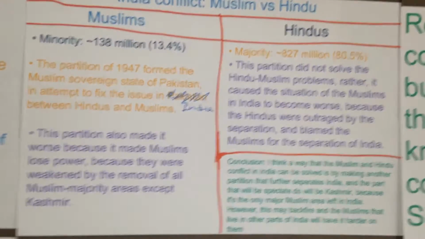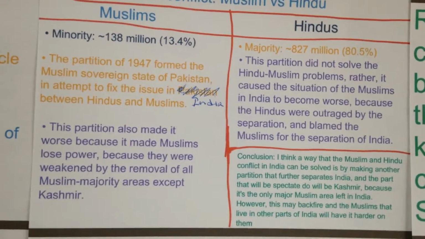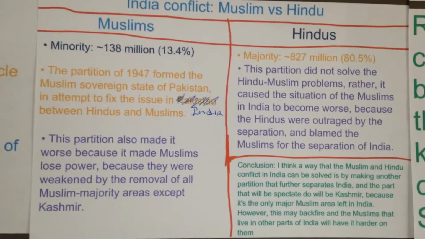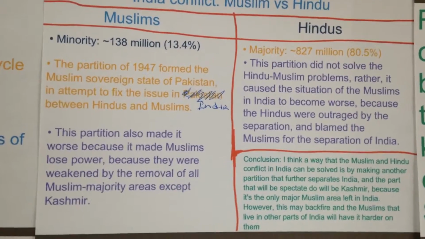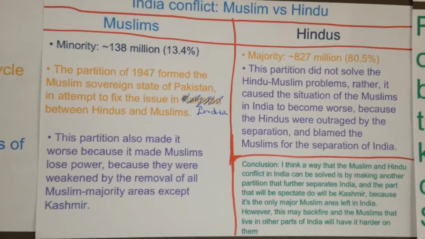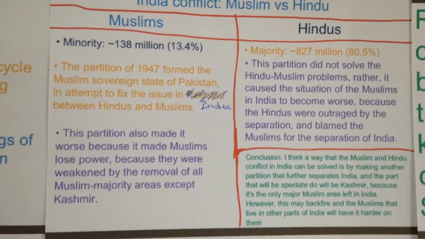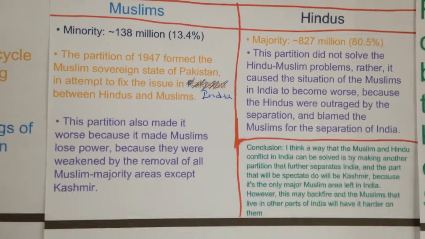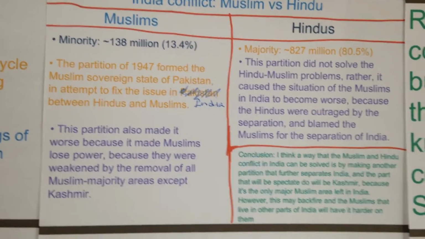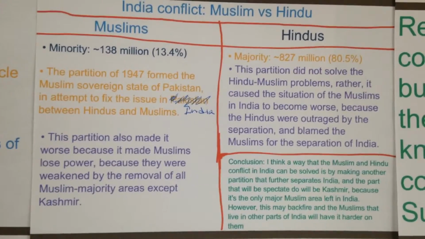So in conclusion, I think a way that the Muslim and Hindu conflict in India can be solved is by making another partition that further separates India. The part that will be separated will be Kashmir because it is the only major Muslim area left in India. However, this may backfire and Muslims that live in other parts of India will have it harder on them.